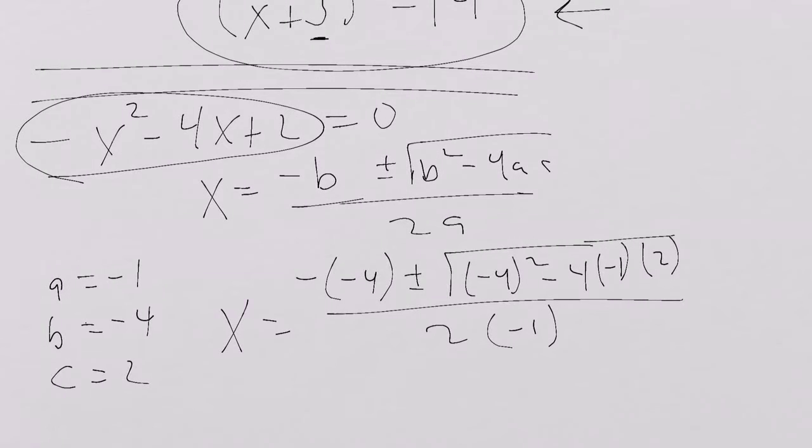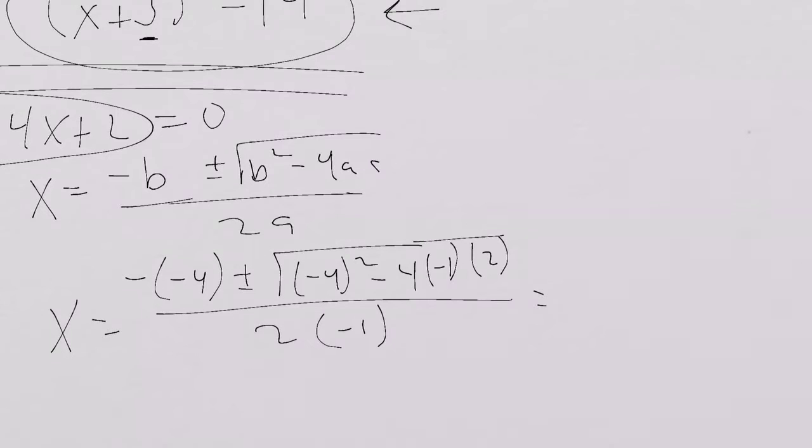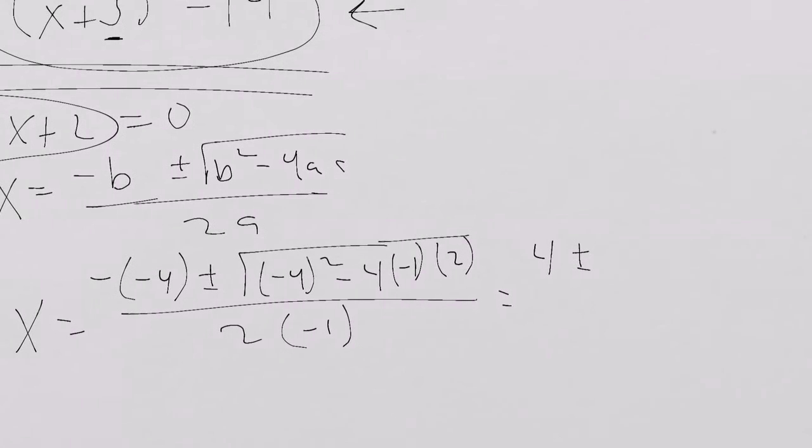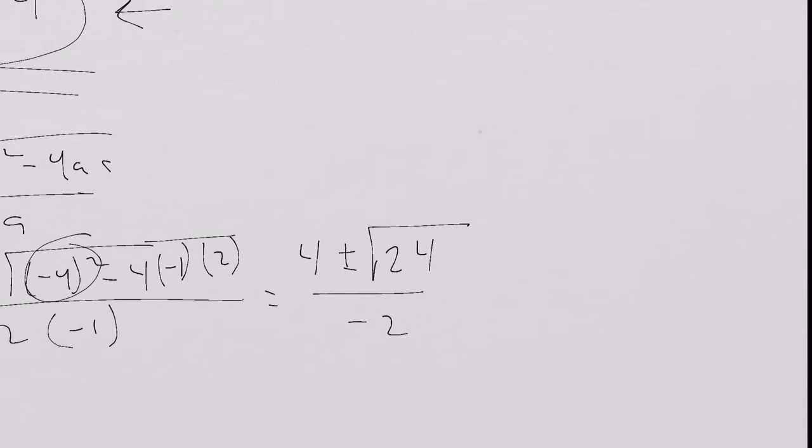So doing some simplifying on that, I get 4 plus or minus, if I look at that piece and take the square root of it, I have positive 16 there, and this is going to end up being plus 8, which is 24. 16 plus 8 is 24, over negative 2, which I could divide each of these by 2, and that would give me negative 2 plus or minus.